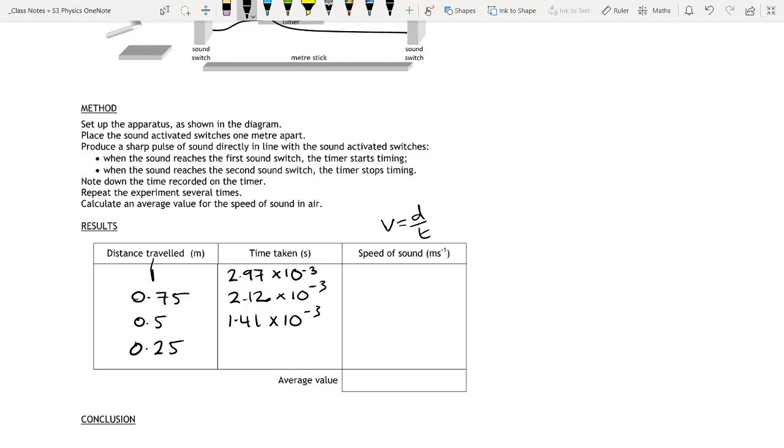The smaller the distance, the more sort of errors we get in, because they start picking it up at very similar times. So we'll see how this one goes. 0.67.